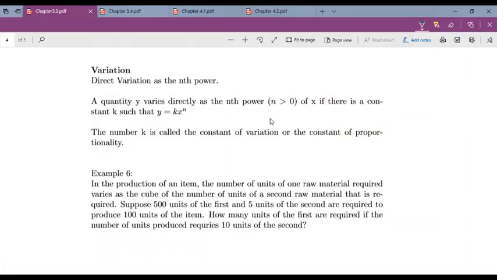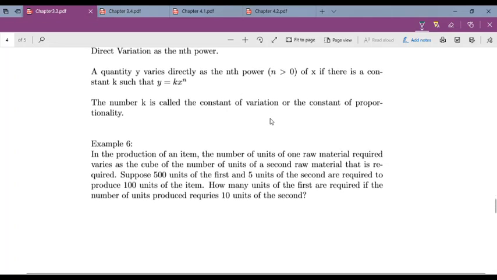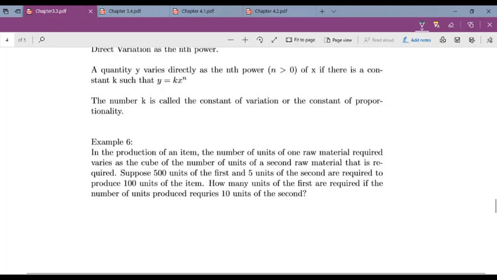Alright, the next thing we'll talk about is variation. So specifically direct variation as the nth power. So a quantity y varies directly as the nth power for n greater than 0 of x if there is a constant k such that y equals k times x raised to the n. Now the number k is called the constant of variation or the constant of proportionality.